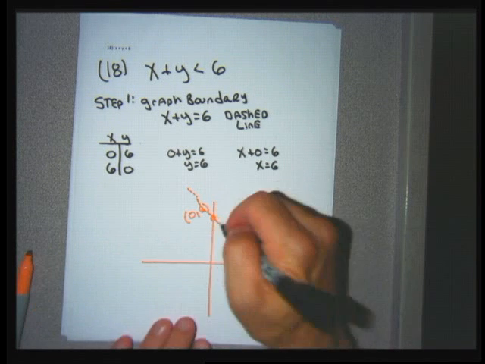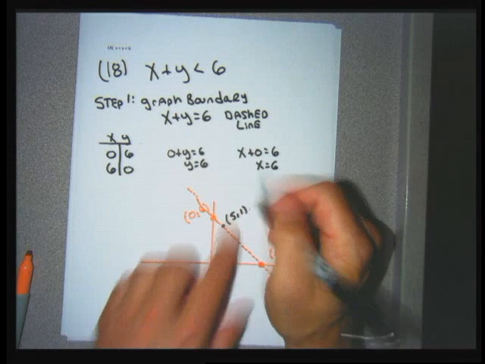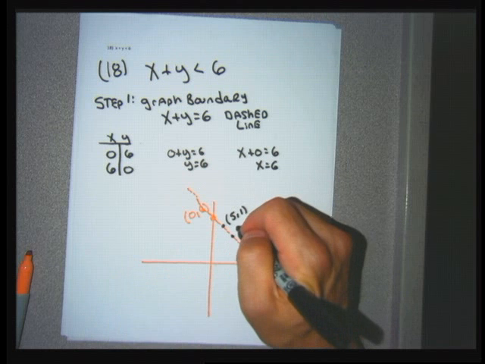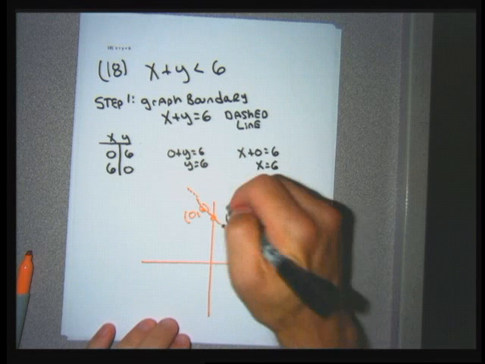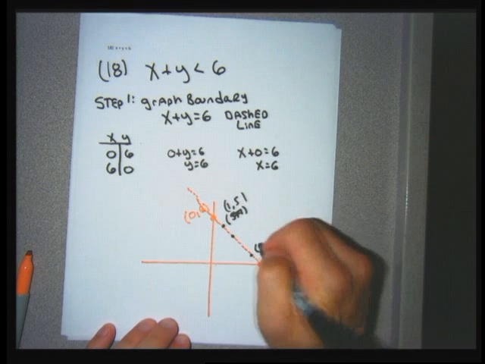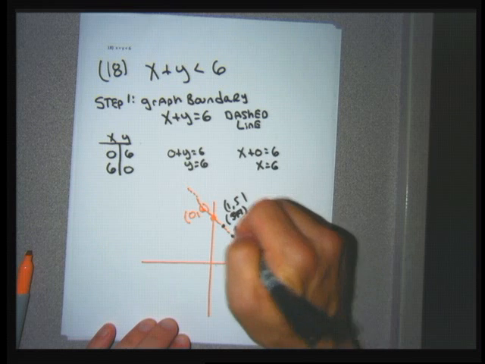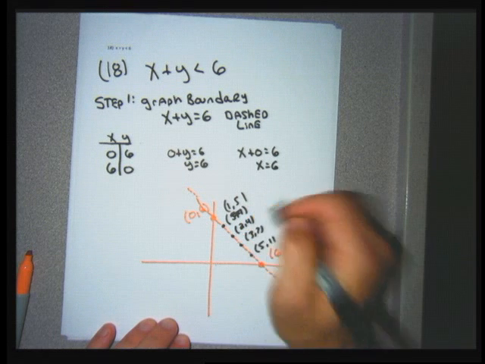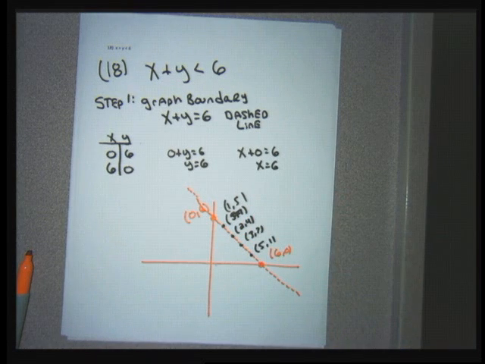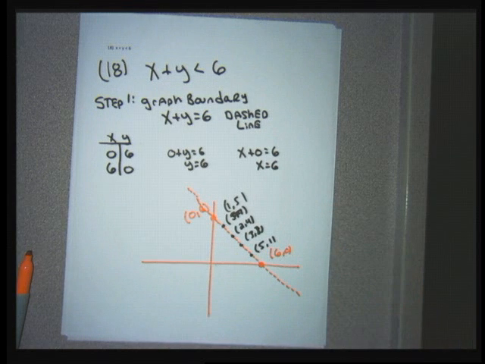Some points on this line that I haven't labeled would be like the point (5, 1), because 5 plus 1 is 6. Similarly, the point (1, 5). The points on this line are points like (0, 6), (1, 5), (2, 4), (3, 3), (5, 1), (4, 2). Every point on this line satisfies x plus y equal to 6.